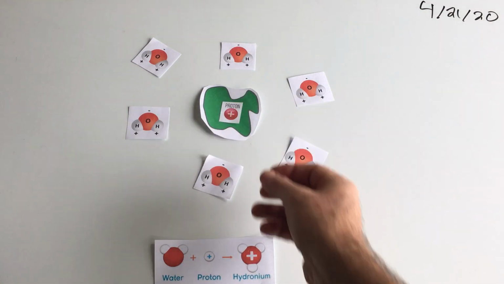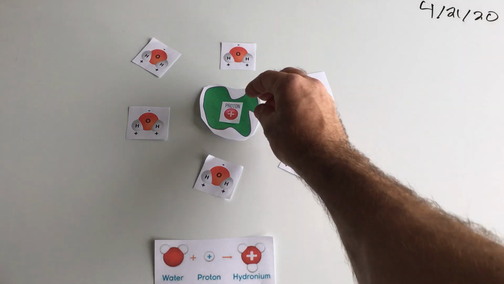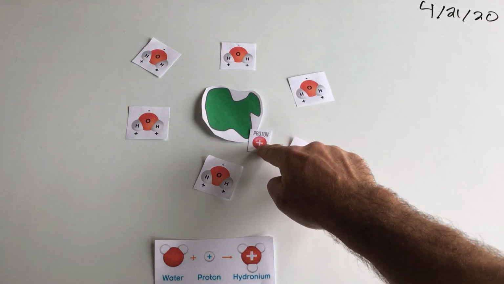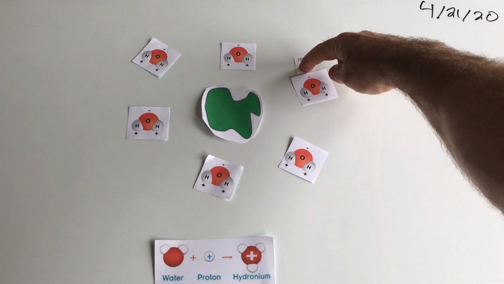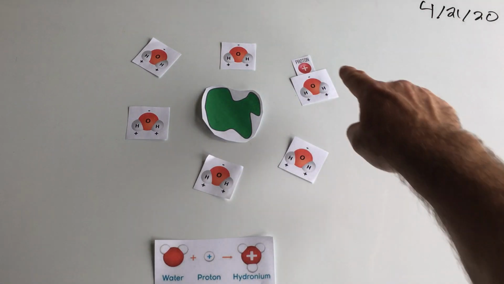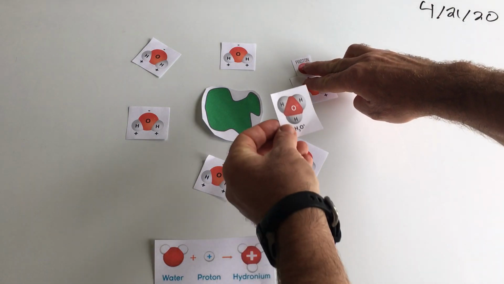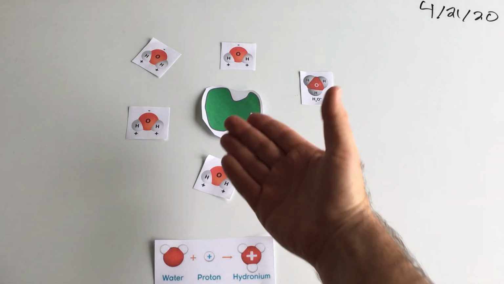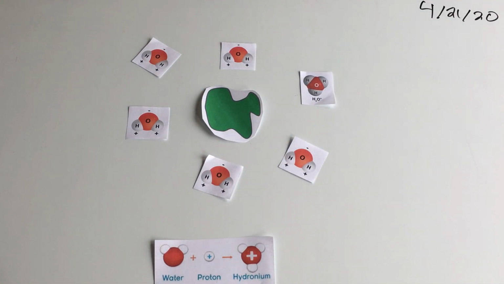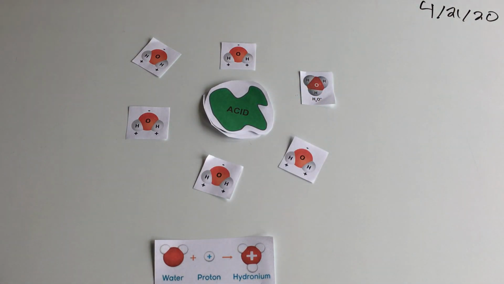But if it had, let's say, an extra proton, and if that proton could leave the acid, literally leave, bye-bye, see ya, and attach to one of the waters, and it would attach right at the top because the top of water is negative and this proton is positive, and transform into a hydronium ion, then this gets the fun name acid. That's a review of yesterday's class.